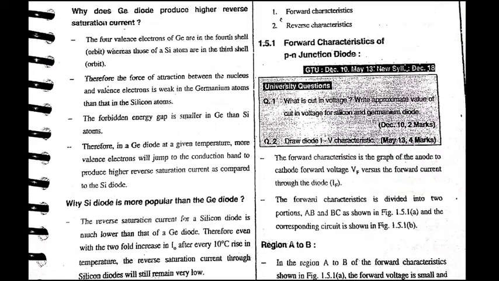But still we prefer silicon more. Why? Because the saturation current for silicon is much lower. So if we keep on increasing the temperature, there is not much effect on the properties of the diode. I had given you an example of my laptop.